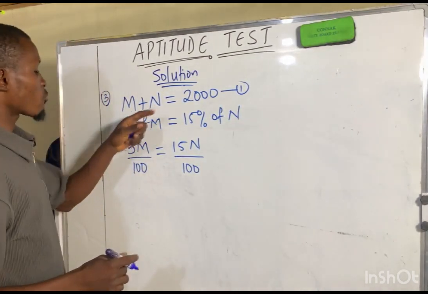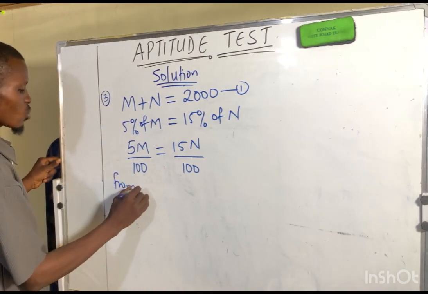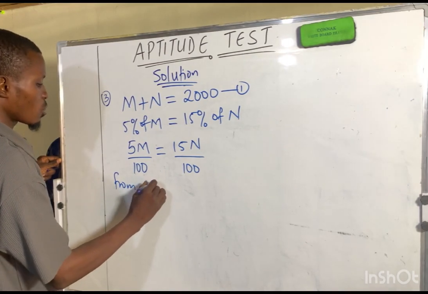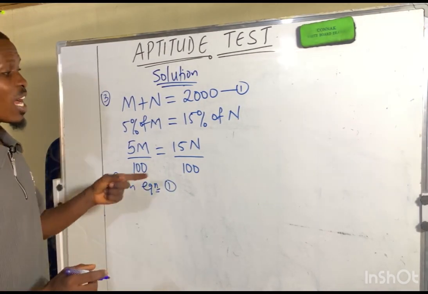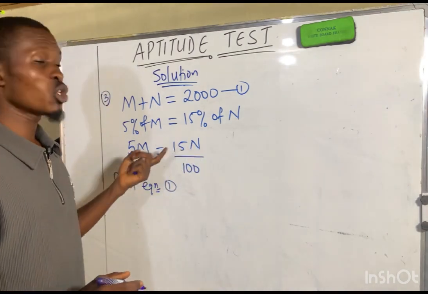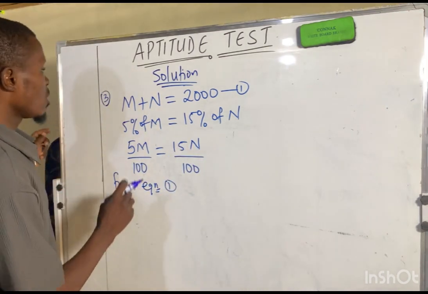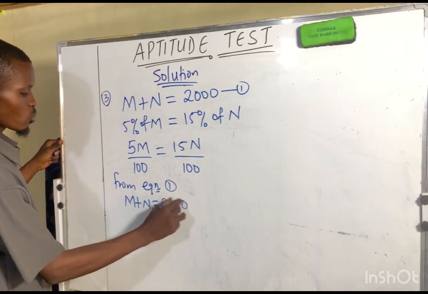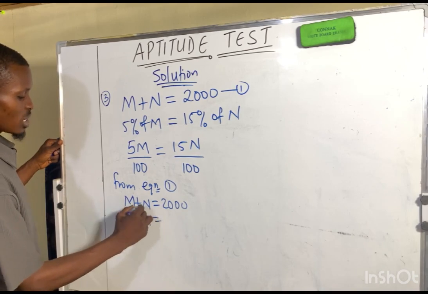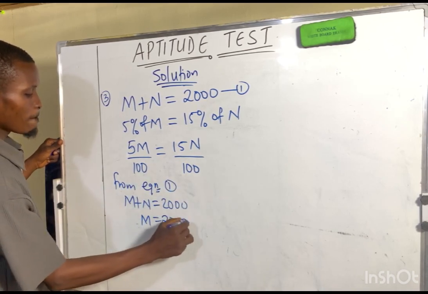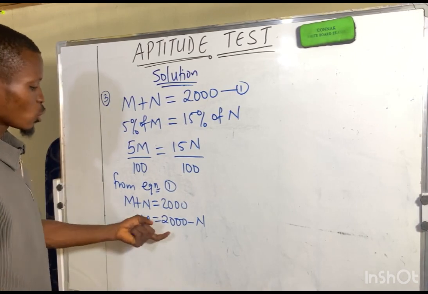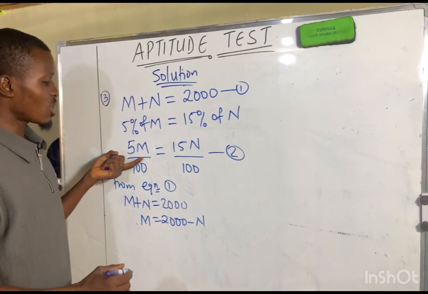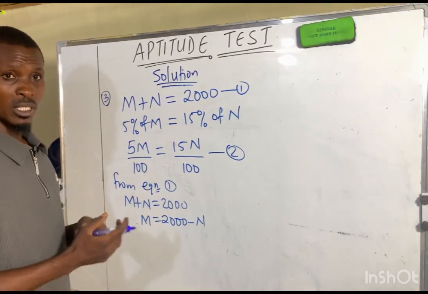From equation 1, we're asked to find N's savings, so let us make the equation be in terms of N. From equation 1, which is M plus N equals 2,000, M will be equal to 2,000 minus N. So substitute the value of M into this equation. Let's call this equation 2, so that everything will be in terms of N. Then we'll evaluate.